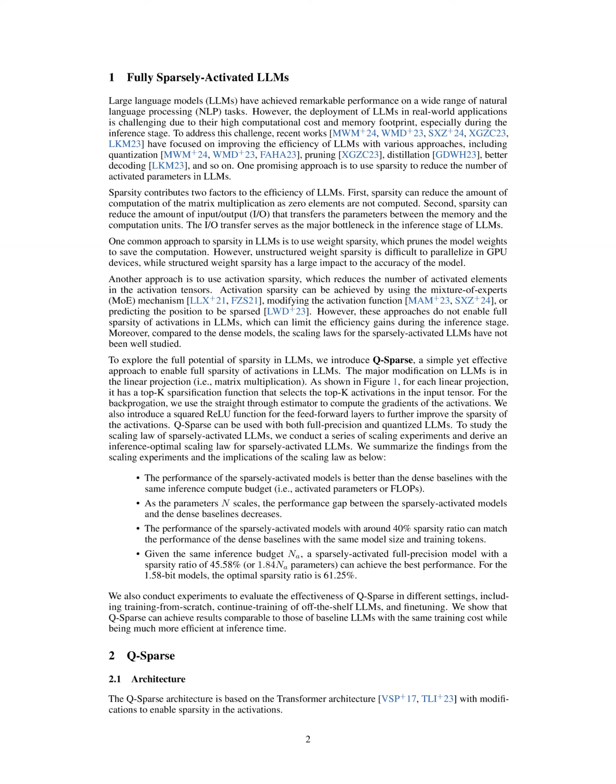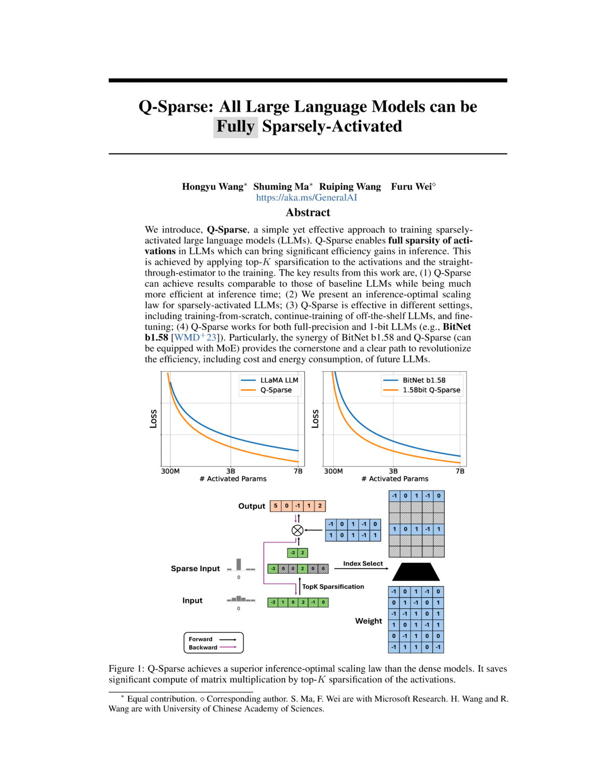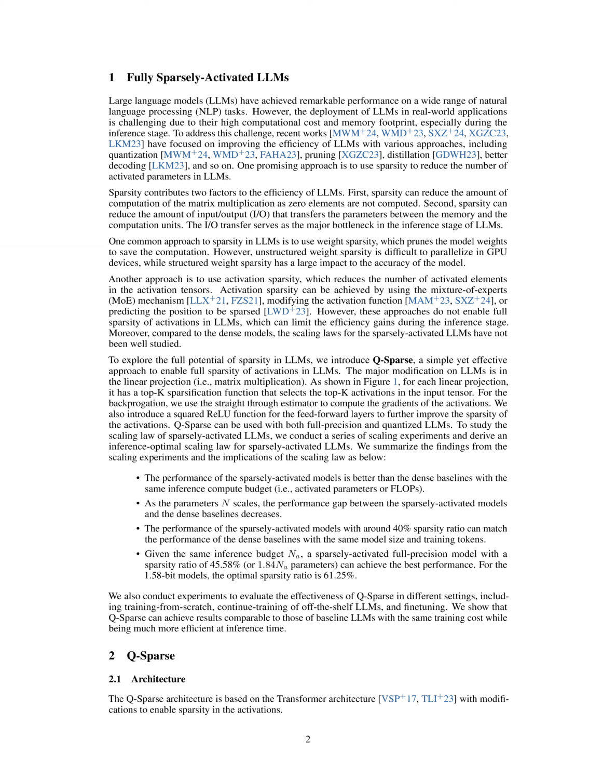Q-Sparse aims to solve the problem of high computational costs and memory footprint associated with large language models, LLMs, during the inference stage. This is significant because the efficiency of LLMs is crucial for their deployment in real-world applications, where resource constraints are common. By enabling full sparsity of activations through a top K sparsification function, Q-Sparse reduces both the computation required for matrix multiplications and the input-output transfer of parameters, which is a major bottleneck in inference.